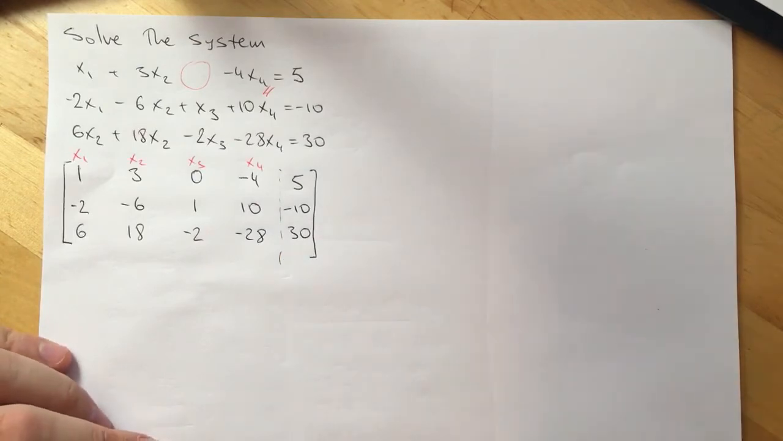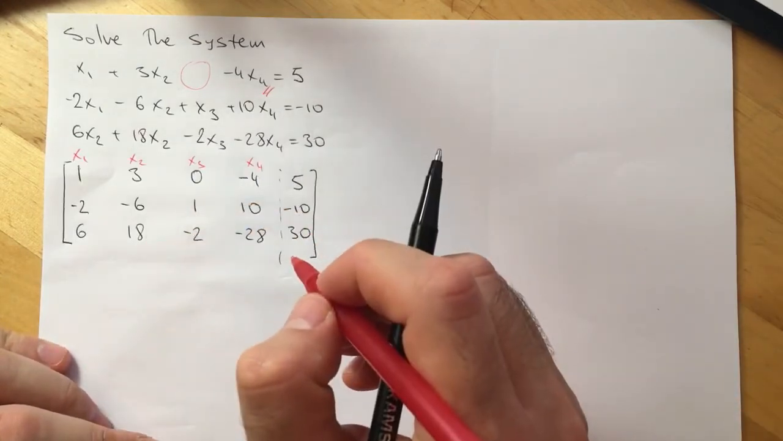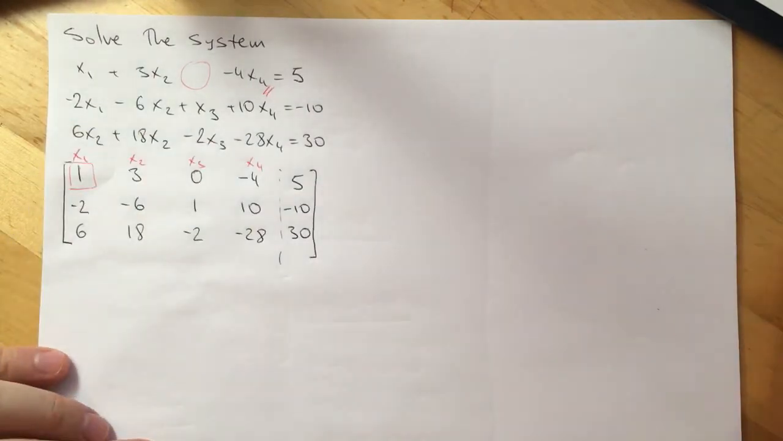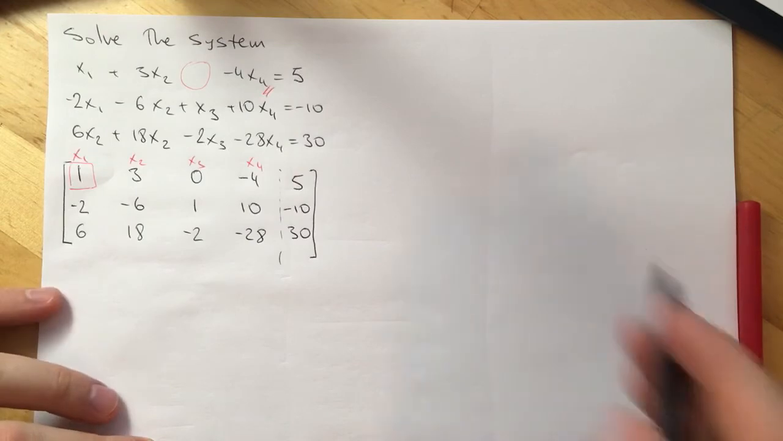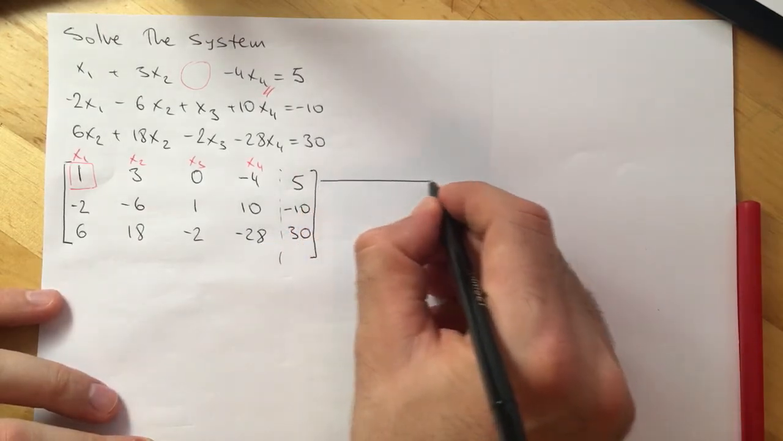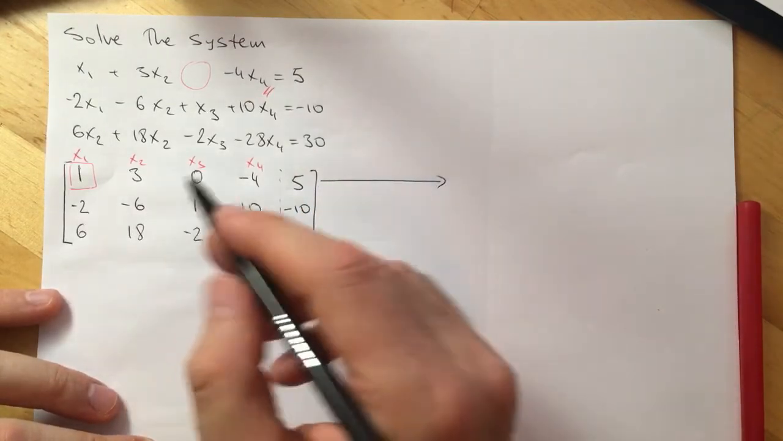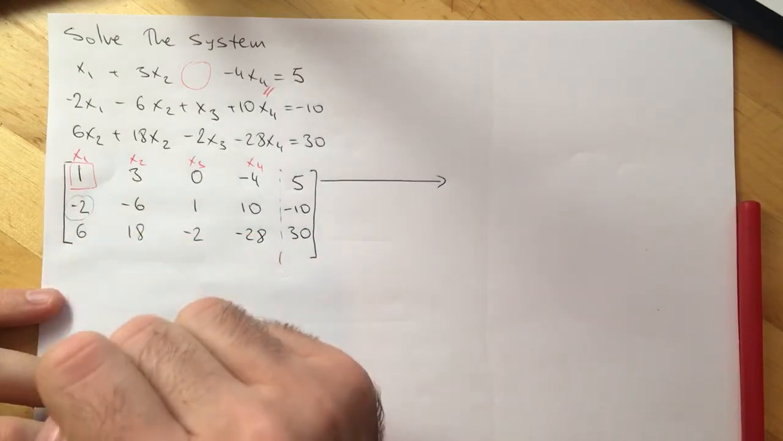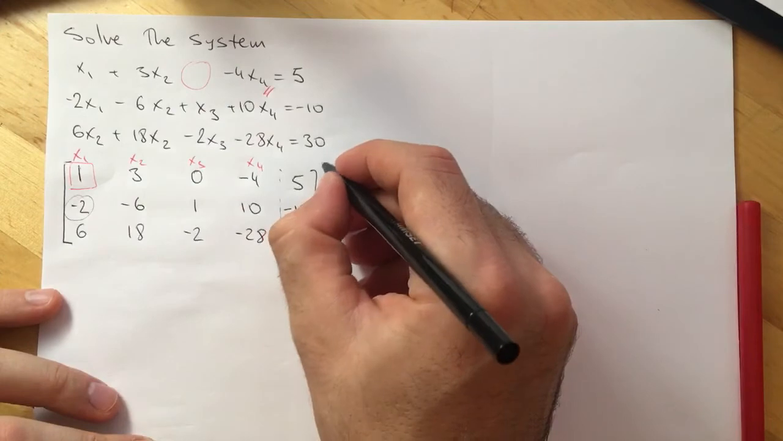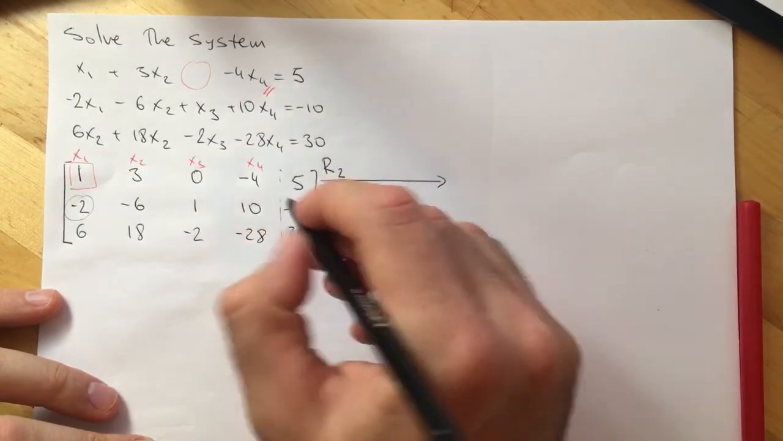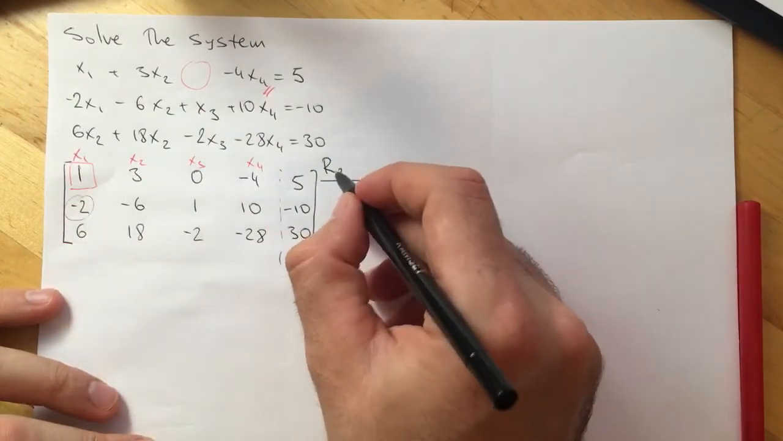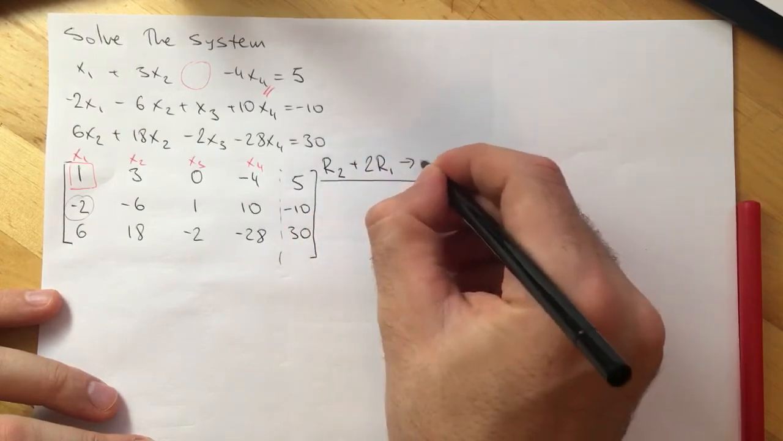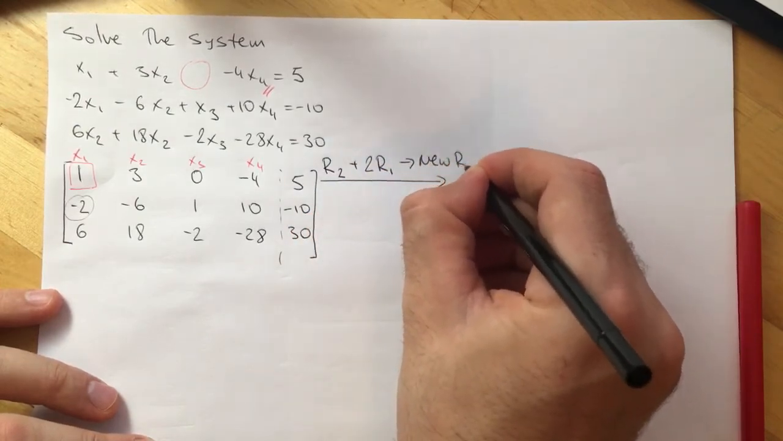Okay. Find the pivot position. This one right here already has leading one, so right away we start into eliminating the entries beneath it, right? So first I want to eliminate this negative 2, so I operate on the second row, so I start with that one. Row 2 plus 2 times row 1 becomes my new row 2.